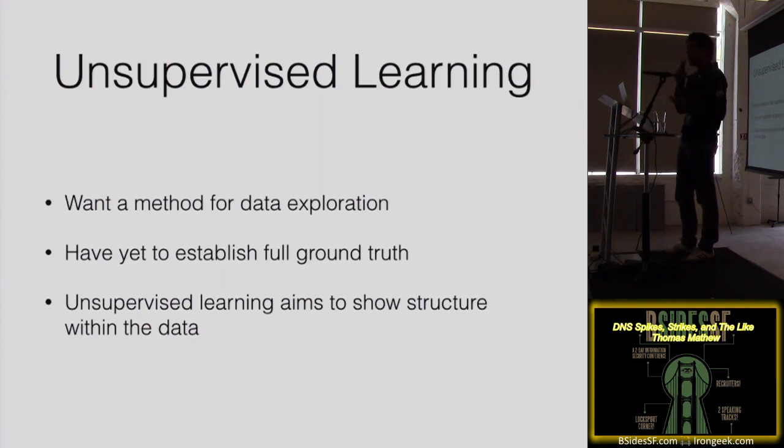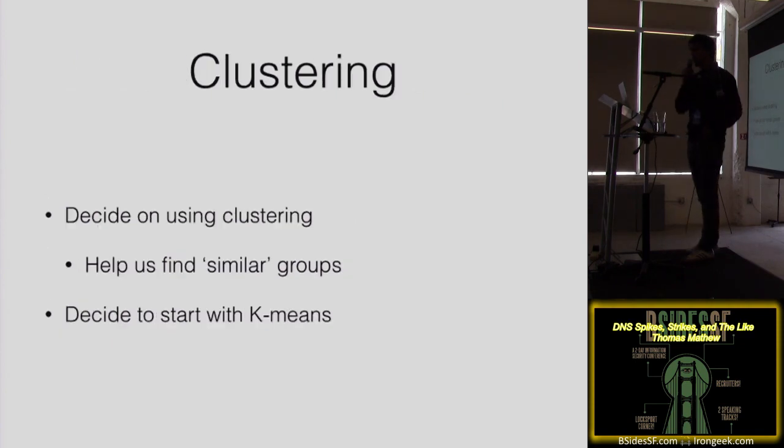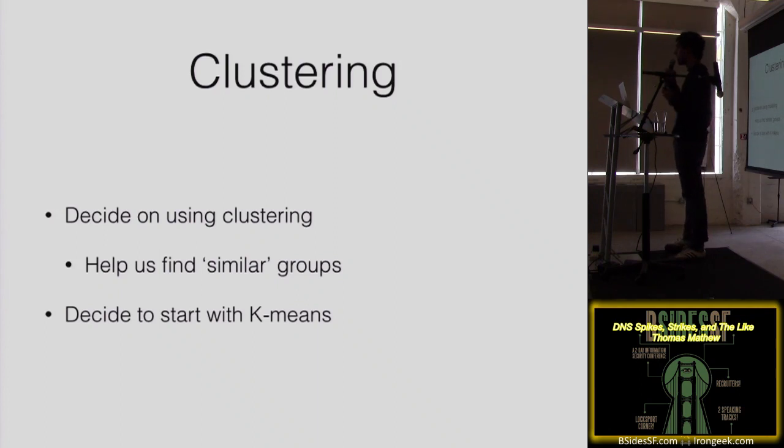So the goal, really, for the last couple of months, has been to create a set of algorithms that allows an analyst to analyze a set of spikes and then determine perhaps what kind of groups of spikes emerge in the data. So the method that we decided to use was clustering. Clustering, as you can imagine, just helps us find similar groups. And I decided to use the most basic of clustering algorithms, k-means.